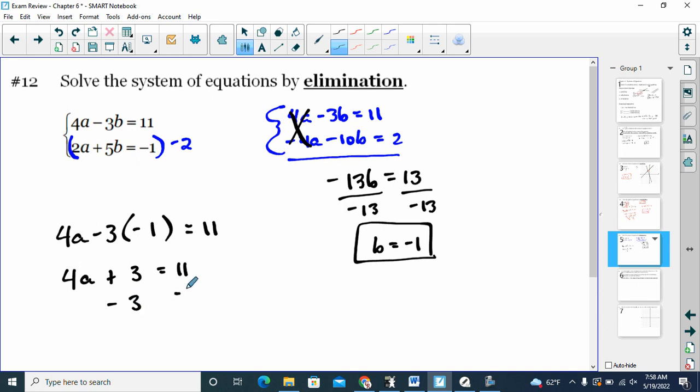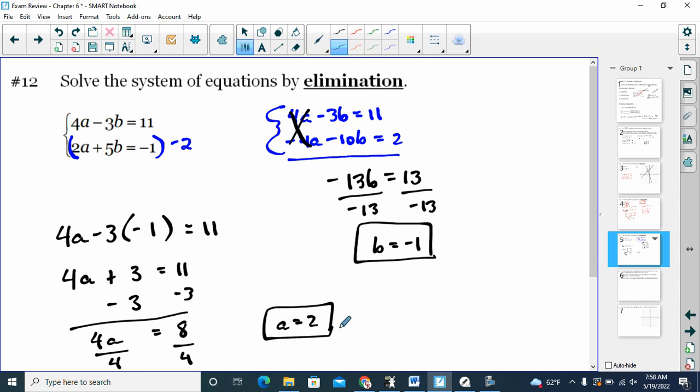And solve for b. I'm sorry, solve for a. I get a equals 2. a equals 2, b equals -1.